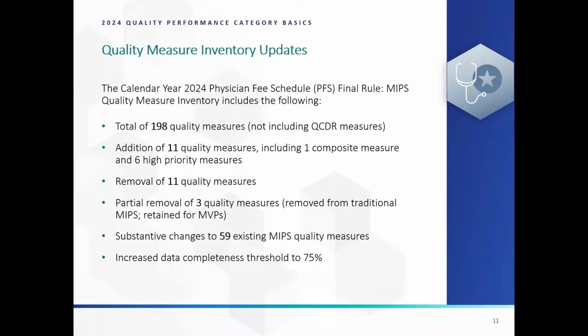And I want to note with regard to substantive changes. On an annual basis, we do update measures. And for our inventory, there are 59 measures that have substantive changes. All of those substantive changes are highlighted in the 2024 Physician Fee Schedule Final Rule, but also available in the measure specifications that are updated on an annual basis. I also want to note another item for 2024 relates to the data completeness threshold, and that was increased to 75%. So measures are evaluated based on the data completeness threshold of 75%. Next slide, please.